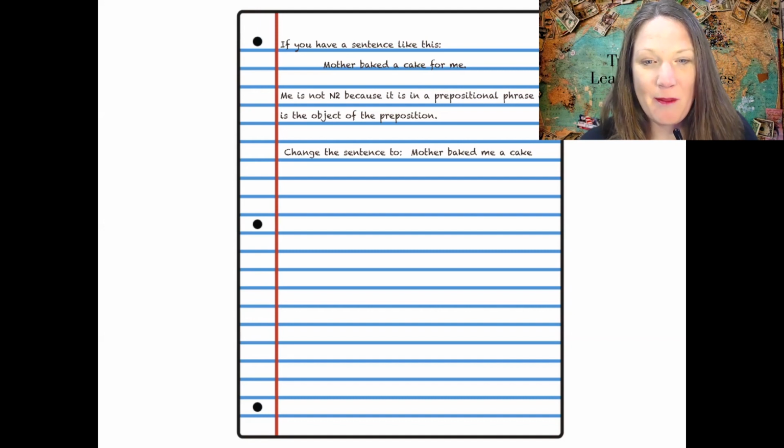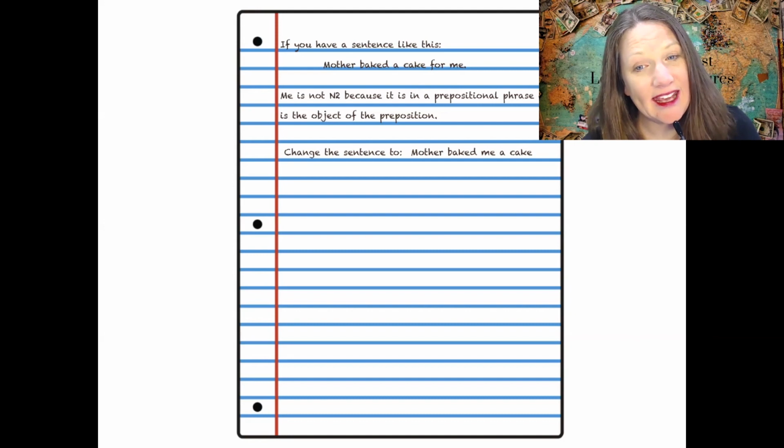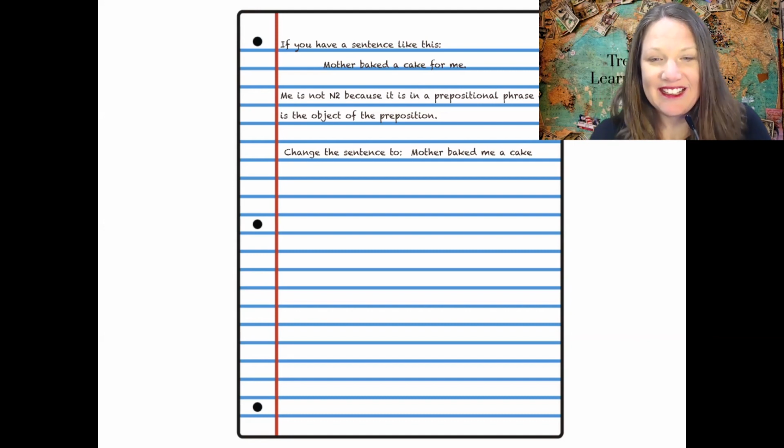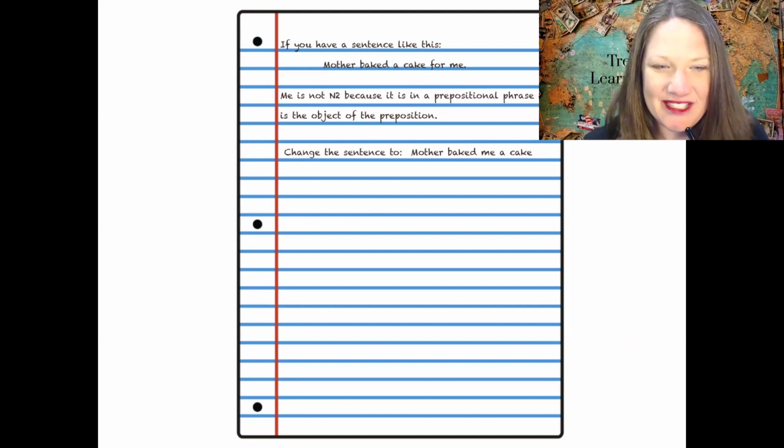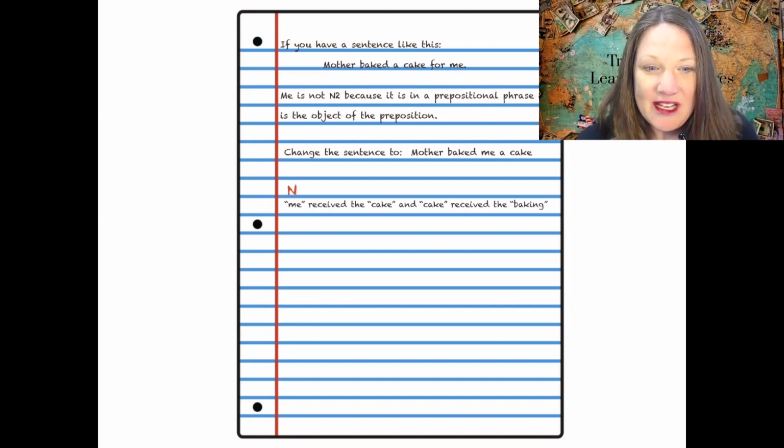Now you have baked is the verb, mother is the subject. Mother baked what? Cake. For whom? Me is the indirect object. Me received the cake. That makes it the indirect object. Cake is a direct object, and cake is what received the baking. Please write all of this down.